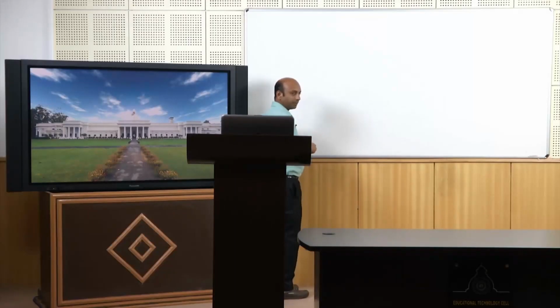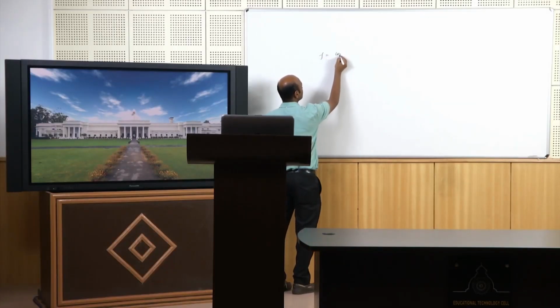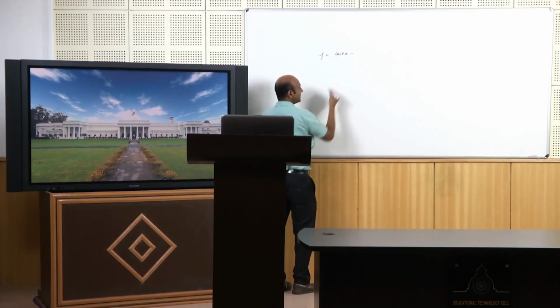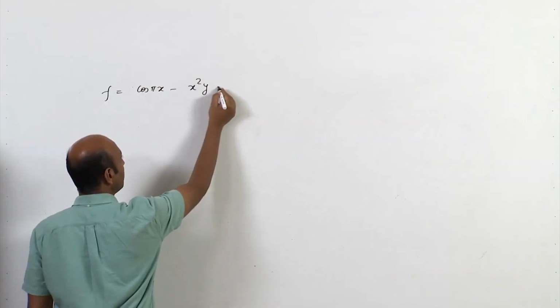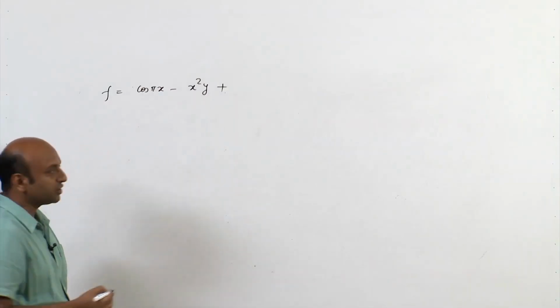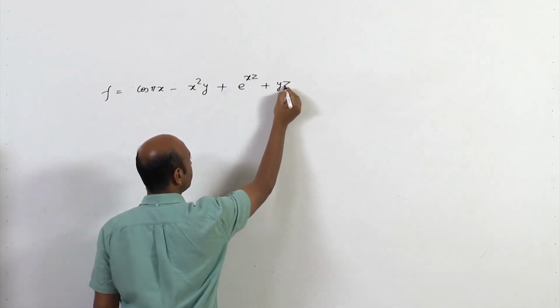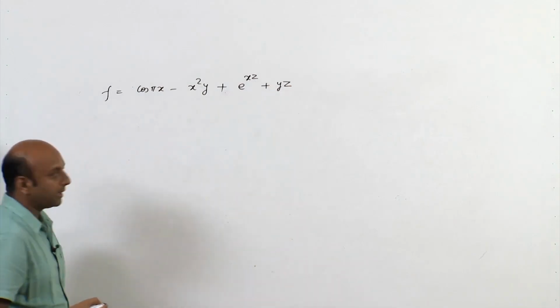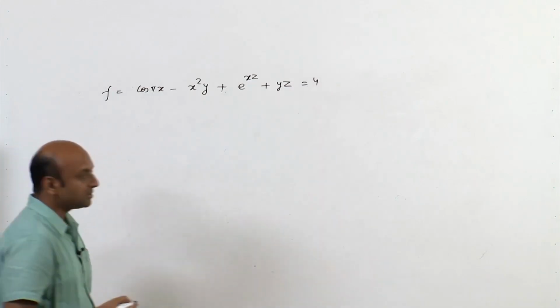Now, for the second problem, what is f here? It is cos pi x minus x square y plus e raised to power xz plus yz is equal to 4, and the point is (0, 1, 2).